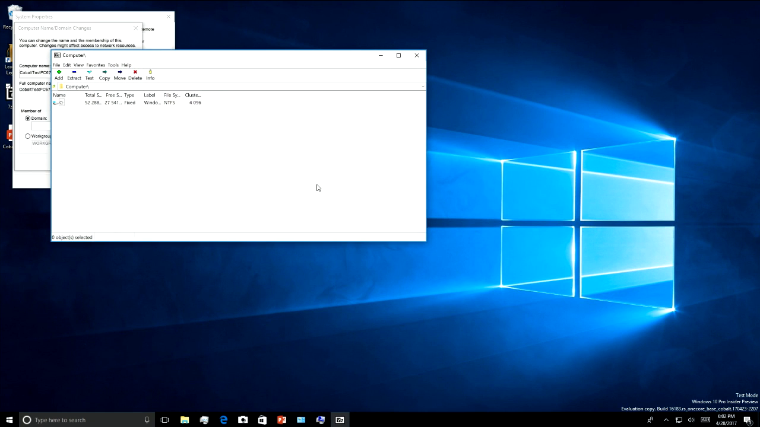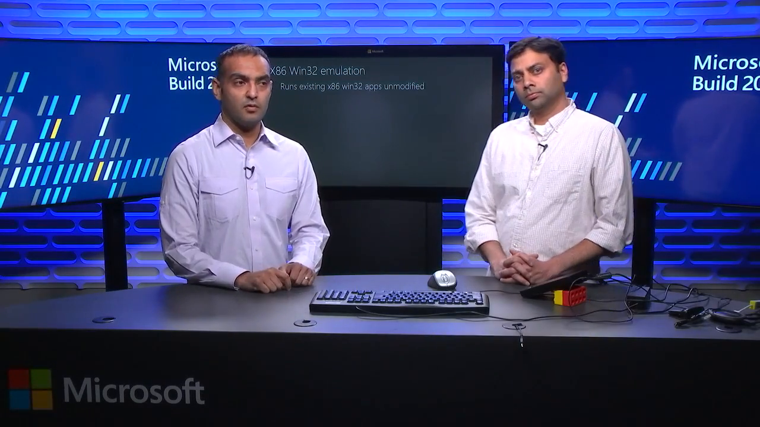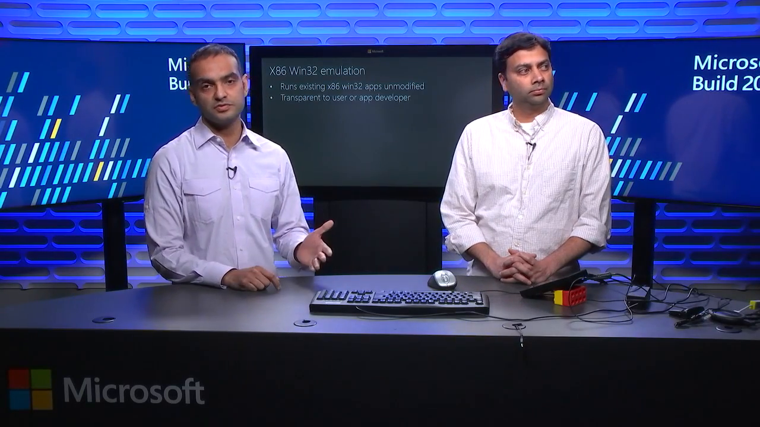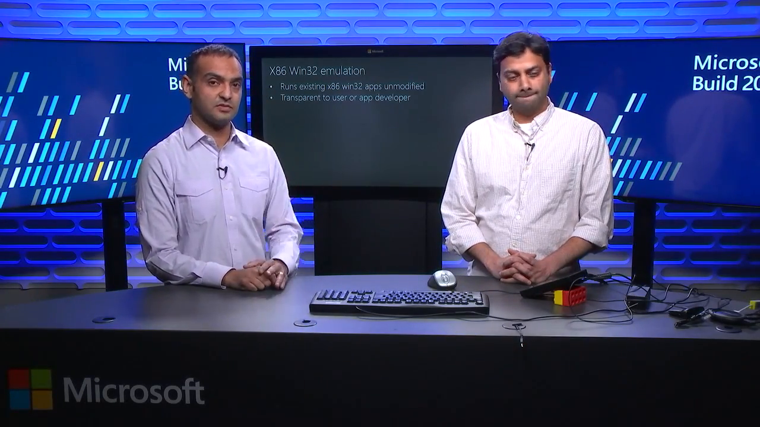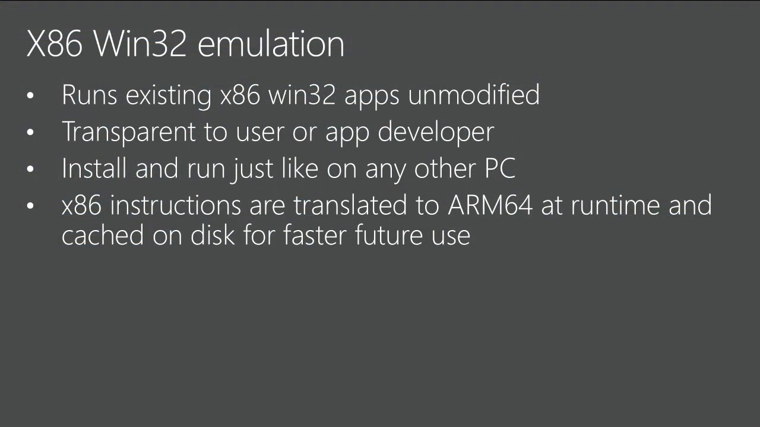So with that said, I'm going to hand it over to Arun, who's going to spend some time and talk about how exactly this magical emulation layer works. Thanks, Hari. So I'll talk a little bit about how the x86 Win32 emulation actually works. We basically have the existing apps run unmodified. So there's no user or app developer intervention required. It just works. You install it, and the binaries just work like on any other PC. So we'll talk a little bit about how that actually works here.